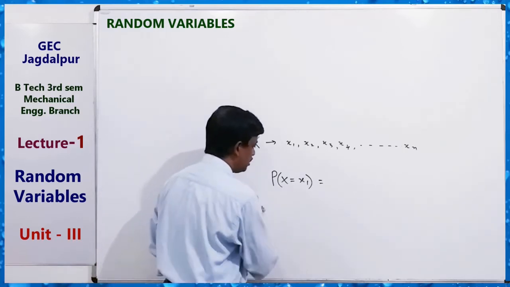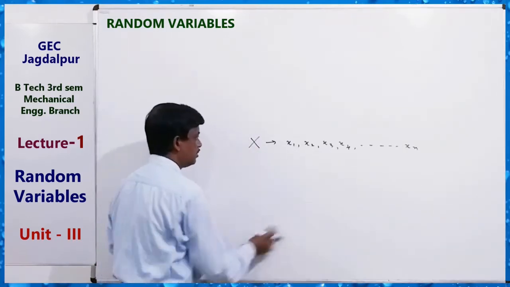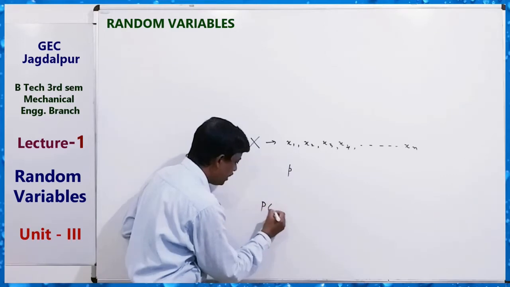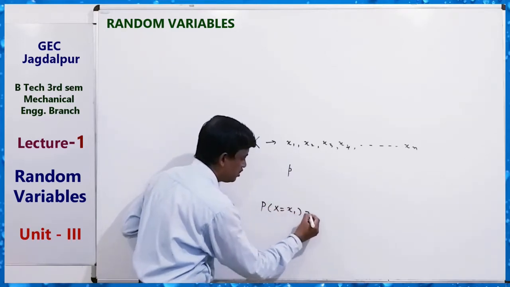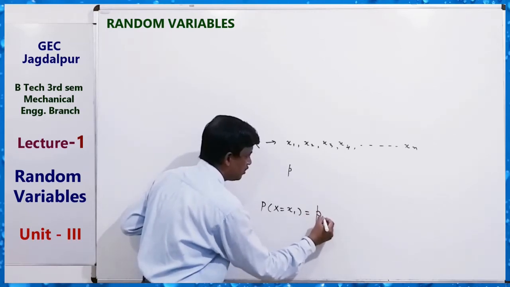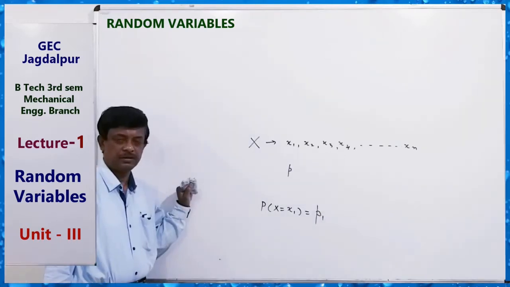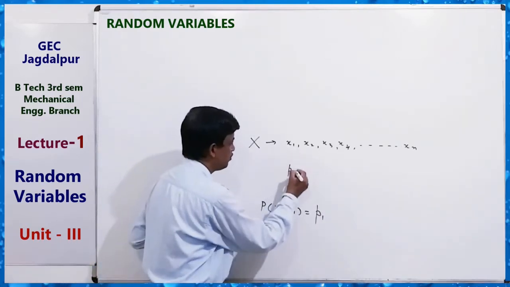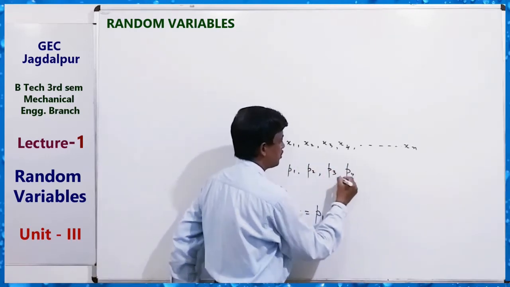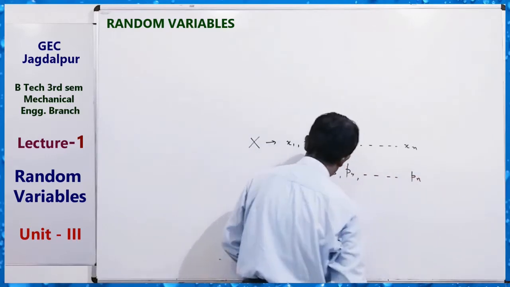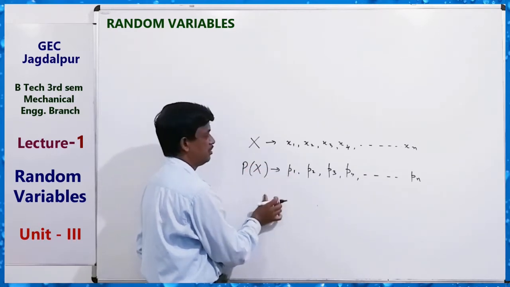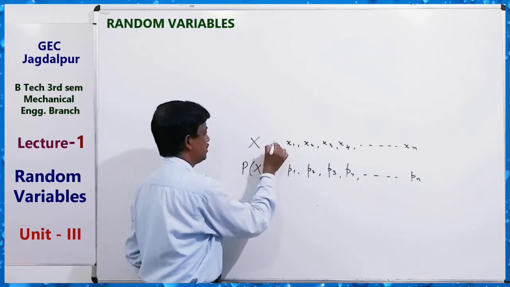So if we list all the probabilities corresponding to this, suppose P of x equals x1 is denoted by P1. Clear? Then x2 has probability P2, x3 has probability P3, x4 has probability P4, and so on, xn has probability Pn. That is the probability of the random variable. Clear? So you can also write like this.